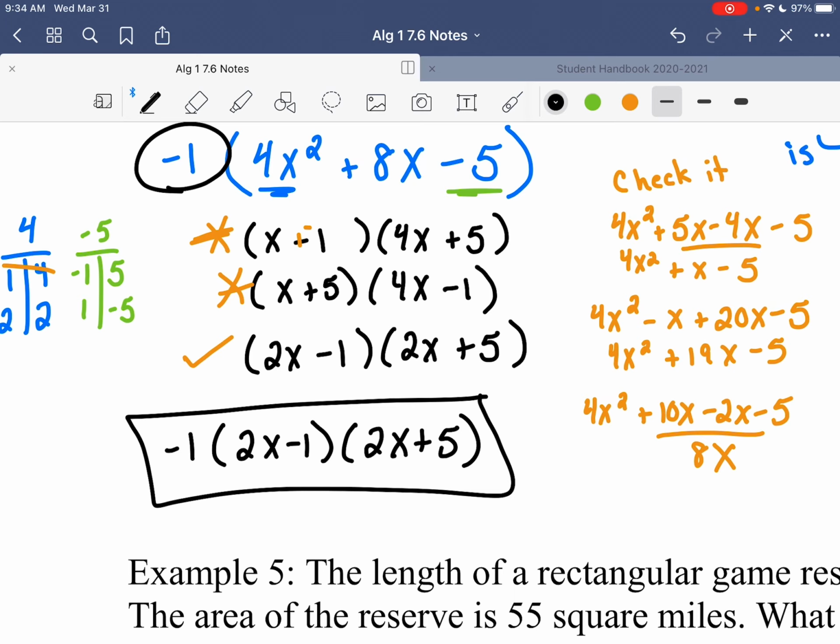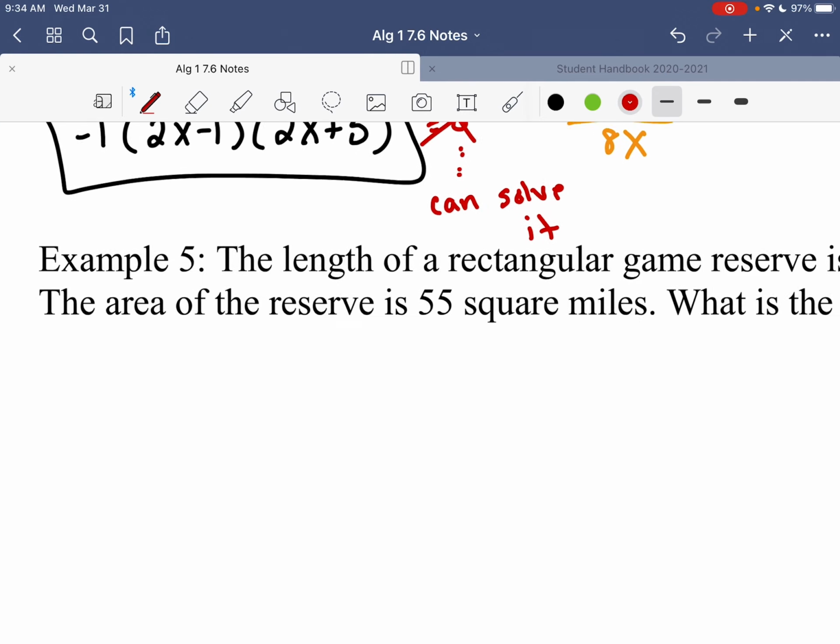Okay. The whole purpose of factoring is to be able to solve. Meaning, if this was set up equal to 0, I could solve it. This isn't set up equal to 0, but if it was, I could solve it.